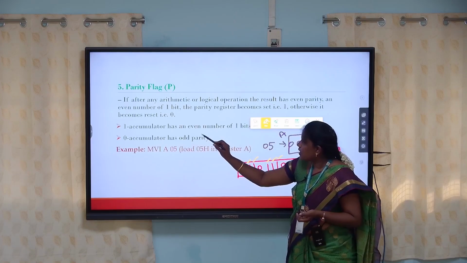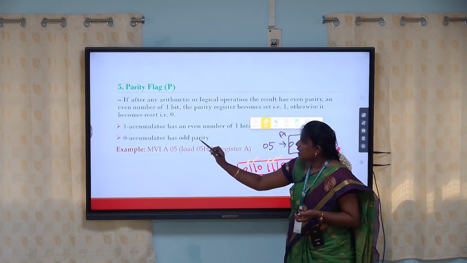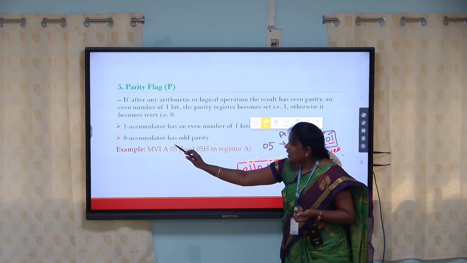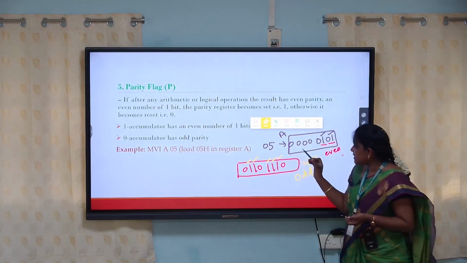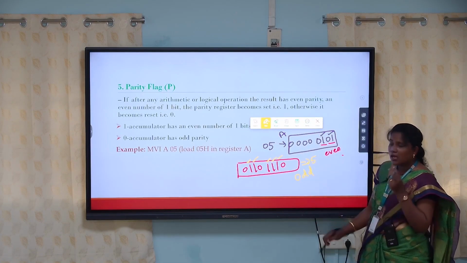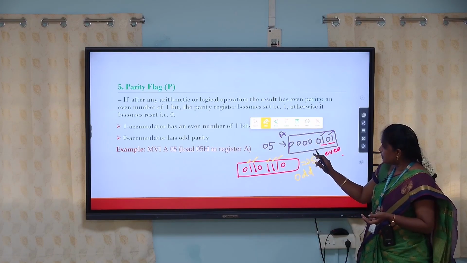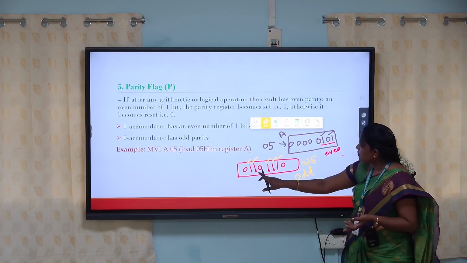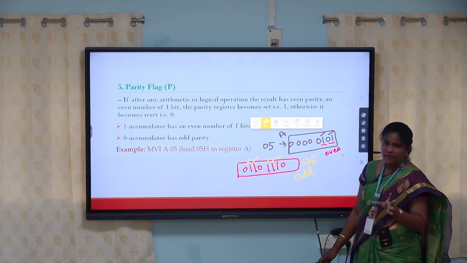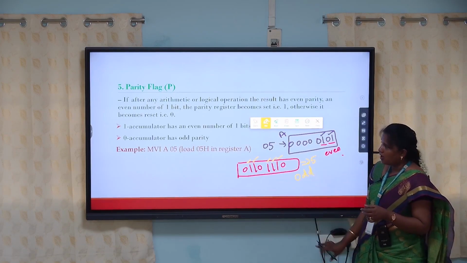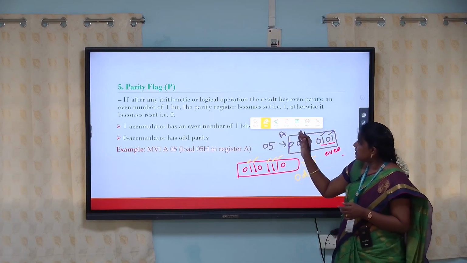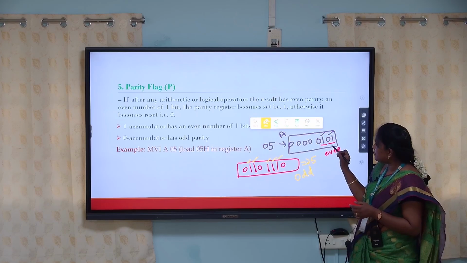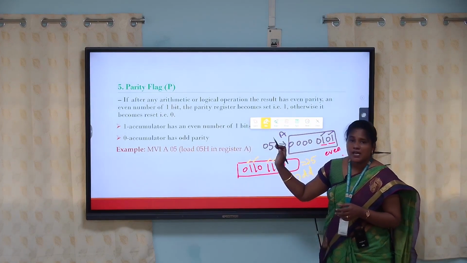If the accumulator has an even number of 1 bits, it has even parity, otherwise it has odd parity. In the first example, the accumulator has 2 ones, so it gives even parity, and here the accumulator has 5 ones, so this is odd parity. The parity flag becomes 1 when even parity is present, otherwise it becomes 0.